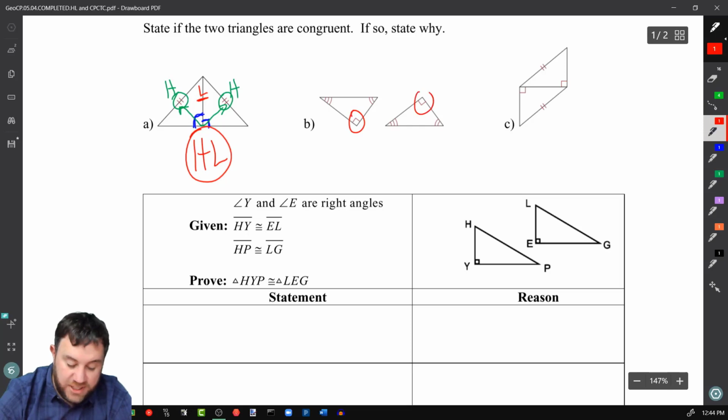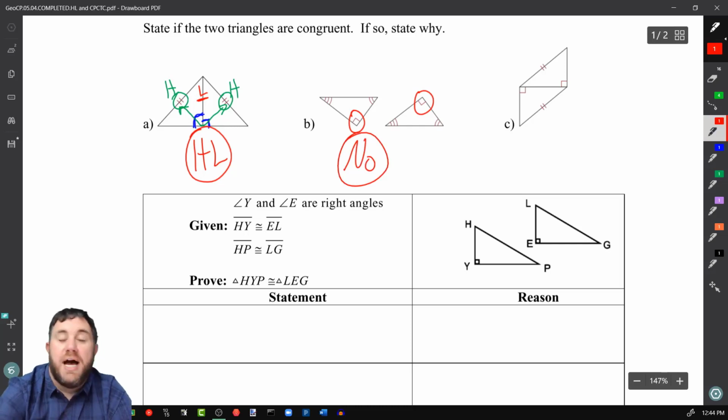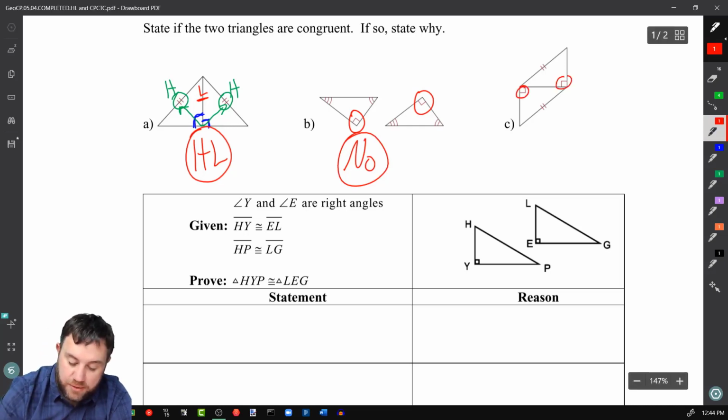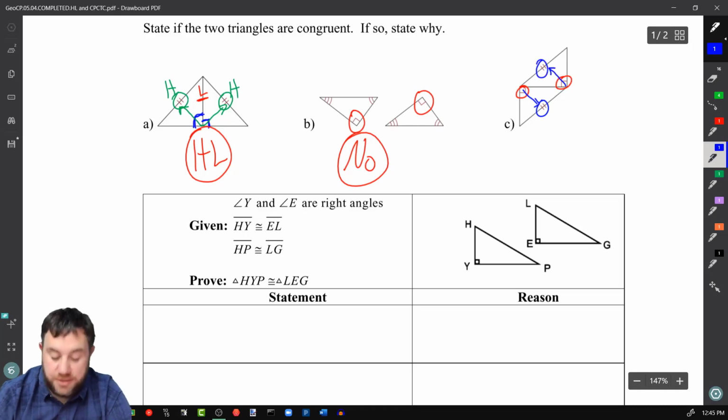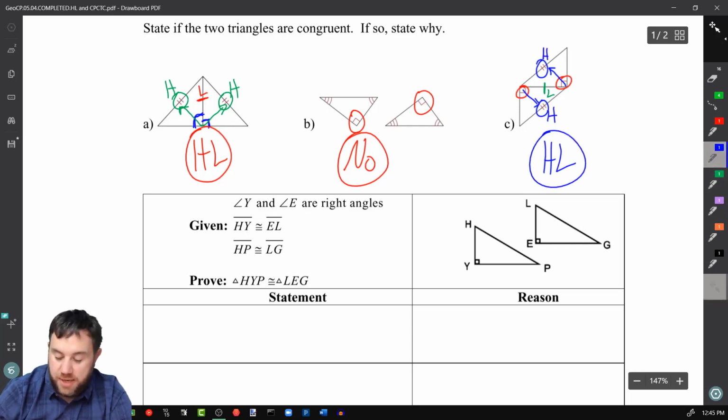For B, we see that these are right triangles, but we don't have any sides. Remember, you have to have at least one side to prove congruent triangles. So without a side, we know that they cannot be proven congruent. And for C, we've got our right angles. We know they're both right triangles. Okay, we know that we have the hypotenuses as congruent. And just like in A, they share a side, so that's a leg. Our blue ones are hypotenuses. So yes, we can use hypotenuse leg.